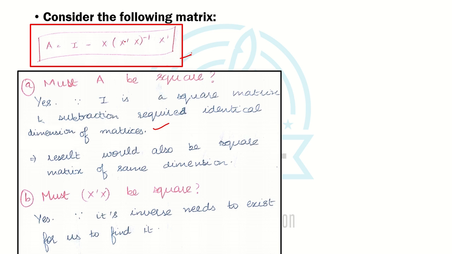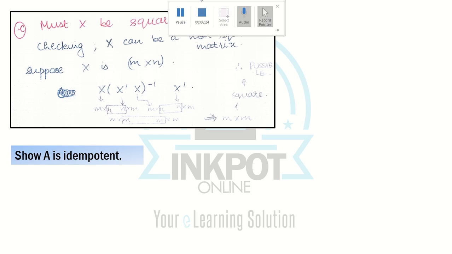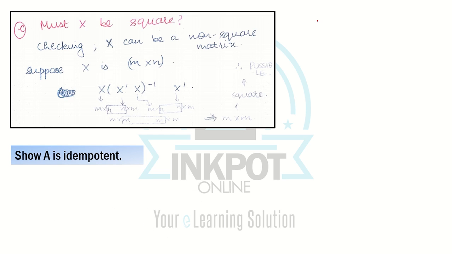The second question is, must x transpose x be a square matrix? Now again, this is very logical, because you're calculating the inverse of x transpose x and you want this matrix to exist. x transpose x needs to be a square matrix, because an inverse can exist only for a square matrix.